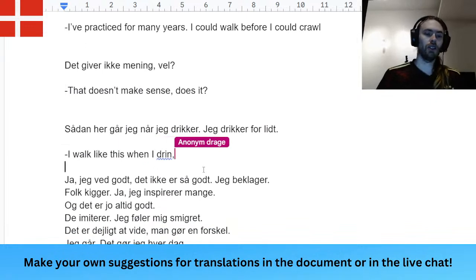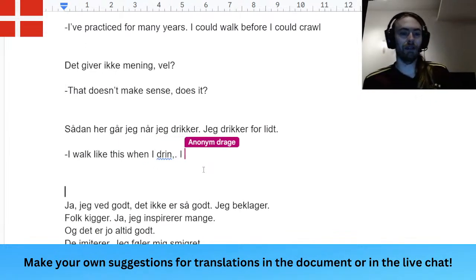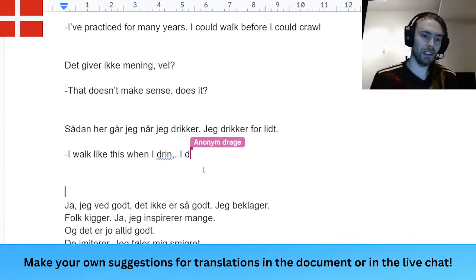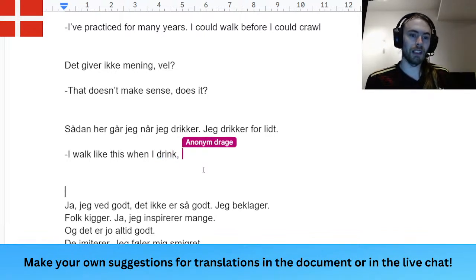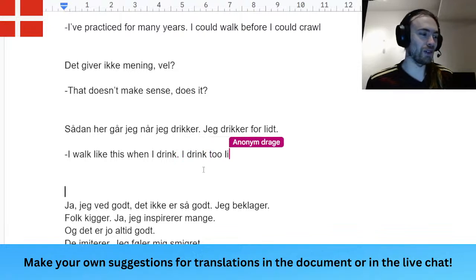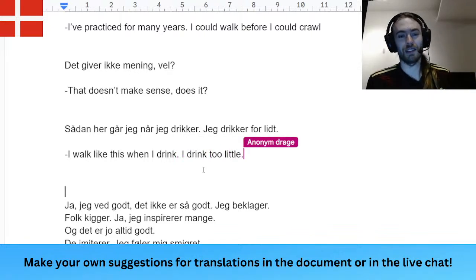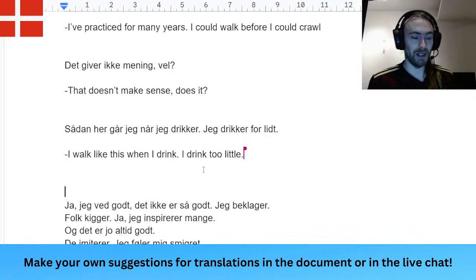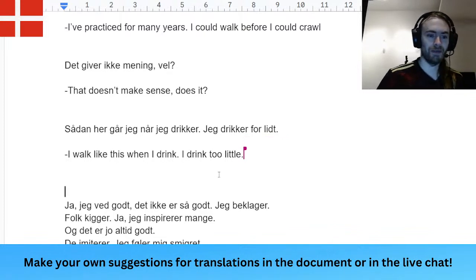Let's see. Sådan her går jeg, når jeg drikker. Jeg drikker for lidt. I walk like this when I drink. Yeah, it's just a typo. Jeg drikker for lidt. That's actually a reference to a pop song called Drikker for lidt. It's from 2016. You know, I'm old, so you can check it out.